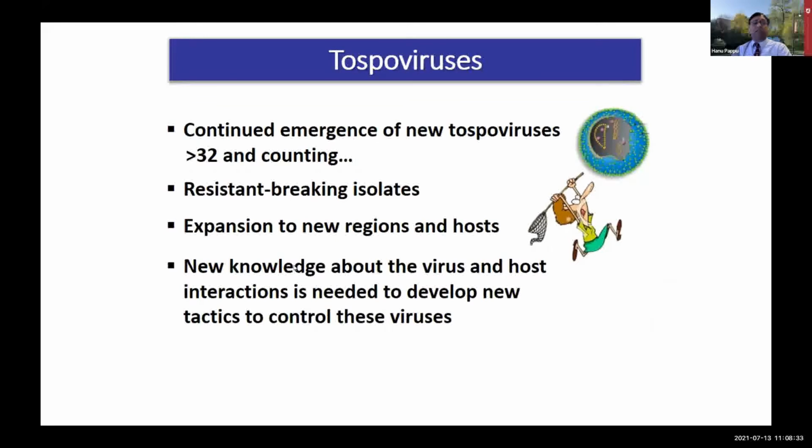So why do tospoviruses continue to have great interest? Because new viruses are being reported continuously, existing viruses are expanding their host range, and new thrips vectors are being reported with the ability to transmit these viruses. And more importantly, resistance-breaking strains are showing up. Some of the varieties that were developed with resistance or tolerance are not resistant anymore because of the emergence of new resistance-breaking strains. So there is a continuous need for research to come up with new management tactics to manage these viruses.